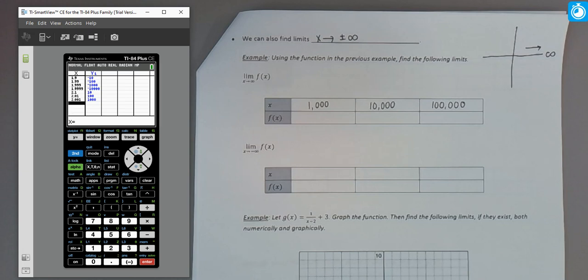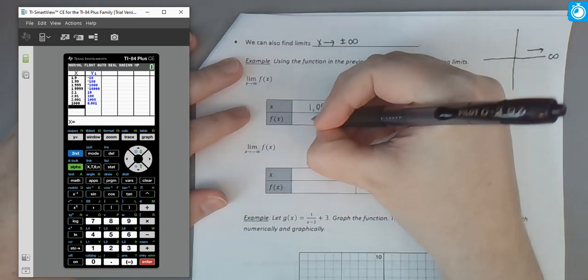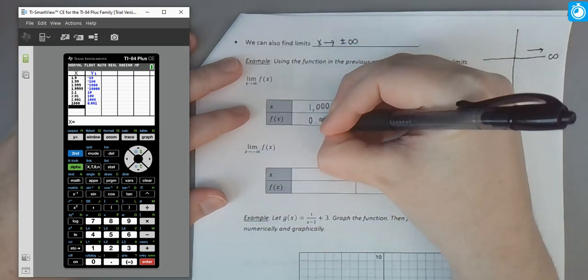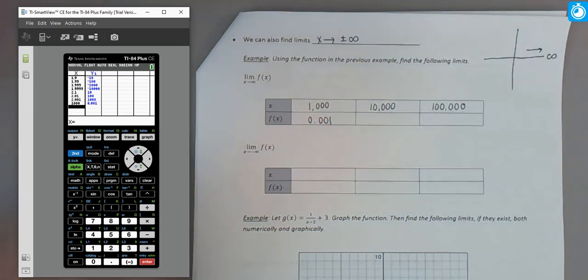So we've still got the same function in. Now we want to plug in these x values and see what happens. What happens if we evaluate for x equals 1,000? Let's see, 0.001. Okay, what about 10,000?